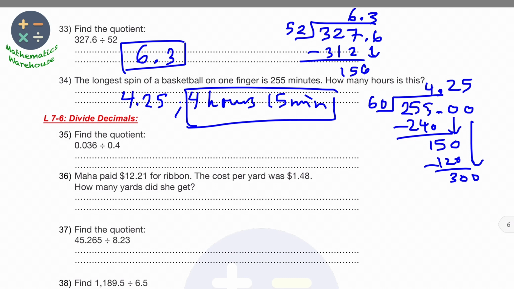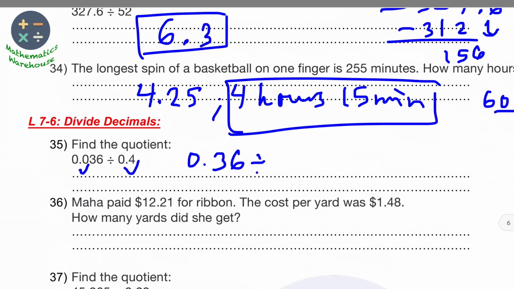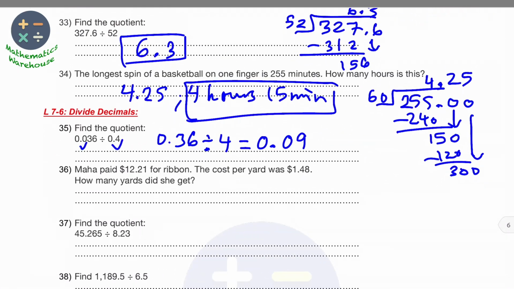Next question, find the quotient. We cannot divide with a decimal place in the divisor, so we have to multiply both by 10, or move this point one place to the right. So the new problem would be 0.36 divided by 4. 0 divided by 4 equals 0. The point down, 3 divided by 4 cannot be done, and 36 divided by 4 equals 9. So the answer is 0.09.